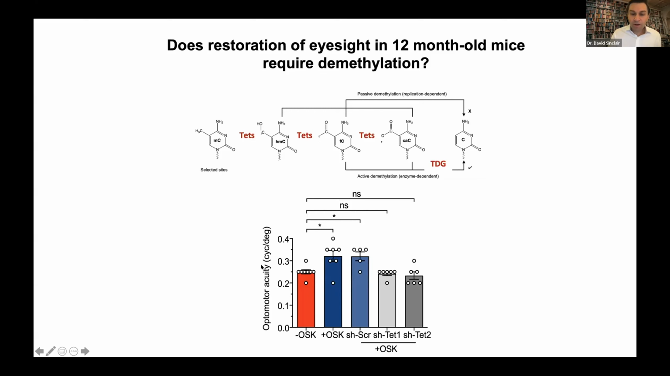If we look at the movement of the mouse's head, called optomotor acuity, we can improve that with the treatment, and it doesn't work if we knock down the TETs in the eye, at least TET1 and TET2. So that's pretty interesting. That means that perhaps the TETs are part of this reset process.